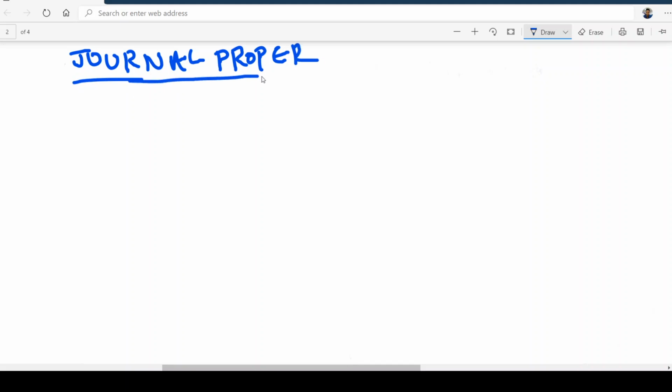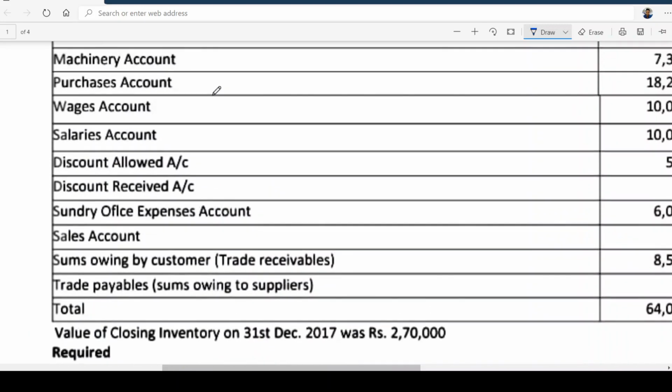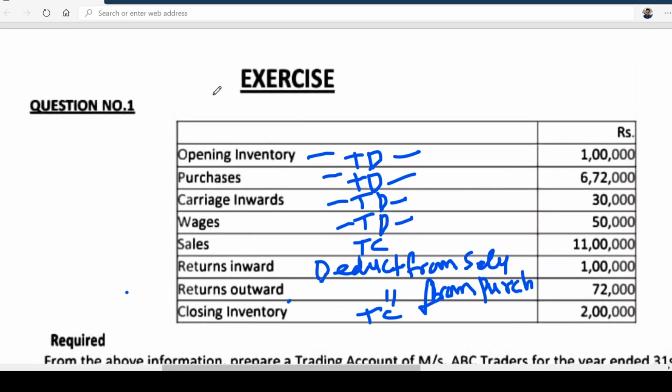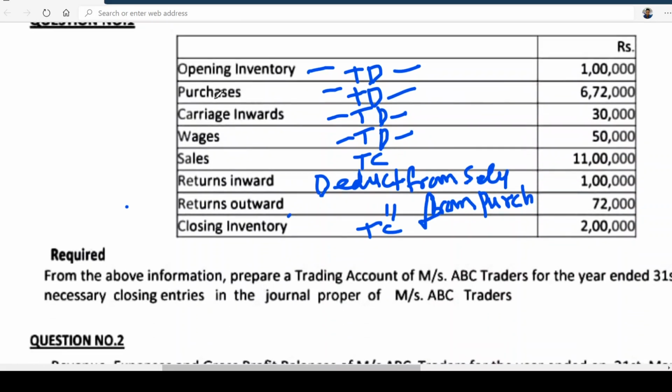Okay, so let us see. So first we will be writing. Okay, let me start with general entries. First, the general journal. I told you what are the entries we are having, the items here. Opening inventory will be transferred to trading account debit side. Purchases will be transferred to debit side. Carriage inwards will be transferred. Wages will be transferred. Sales will be credited. And closing inventory will be taken to trading account. So here I am writing the entry.